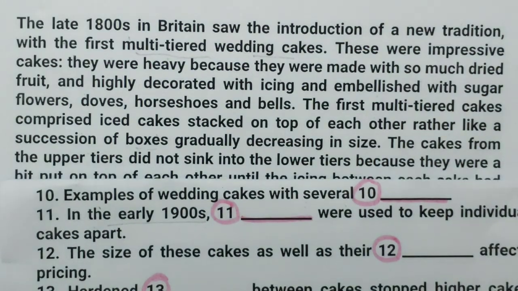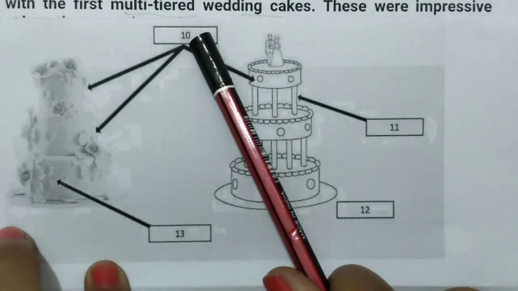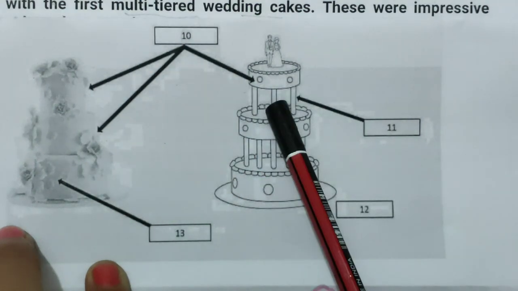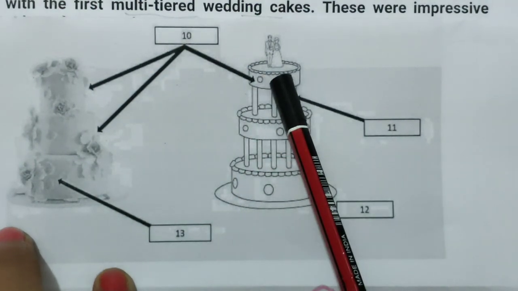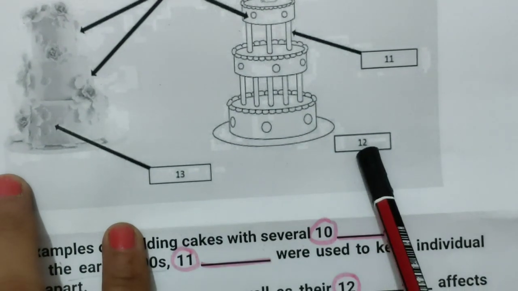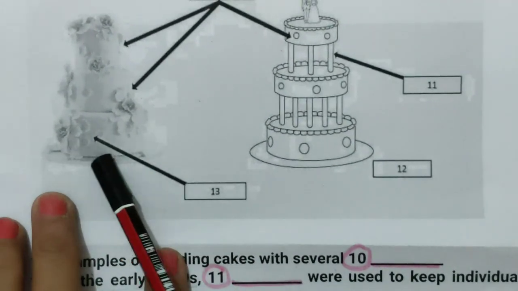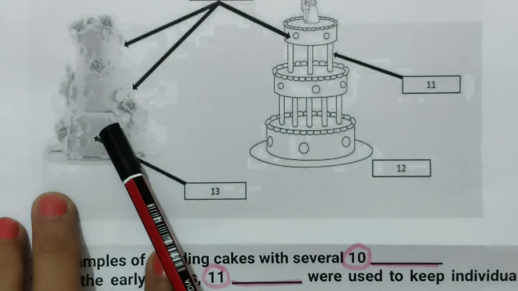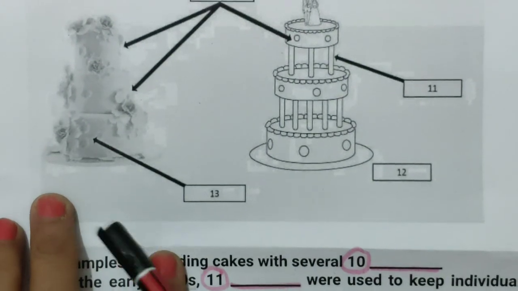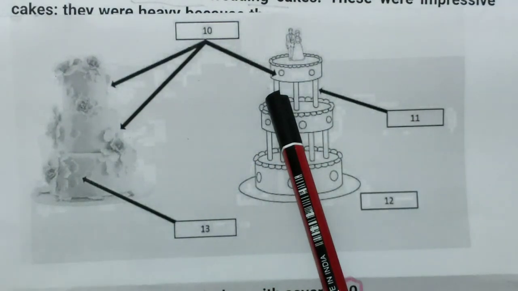Okay, I will show you the diagram also. See this diagram, 10th number is, they have given like that. So what is this? And what is 11th number? And what is this 12th number? They have not given any arrow. 13th is this. 13th I can see this. I think this is icing. On cake it is icing. So what is this? Several layers or something.